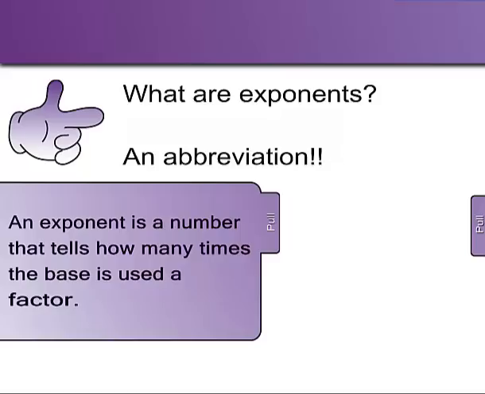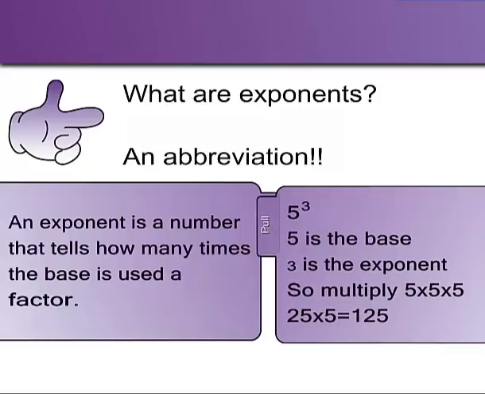For example, here we have 5, and then we have a tiny 3 that's pushed a little bit up. Well, the 5 is the base, the 3 is the exponent, and so it tells me I'm going to multiply 5 3 times. So 5 times 5 times 5, and 5 times 5 is 25. 25 times 5 is 125.